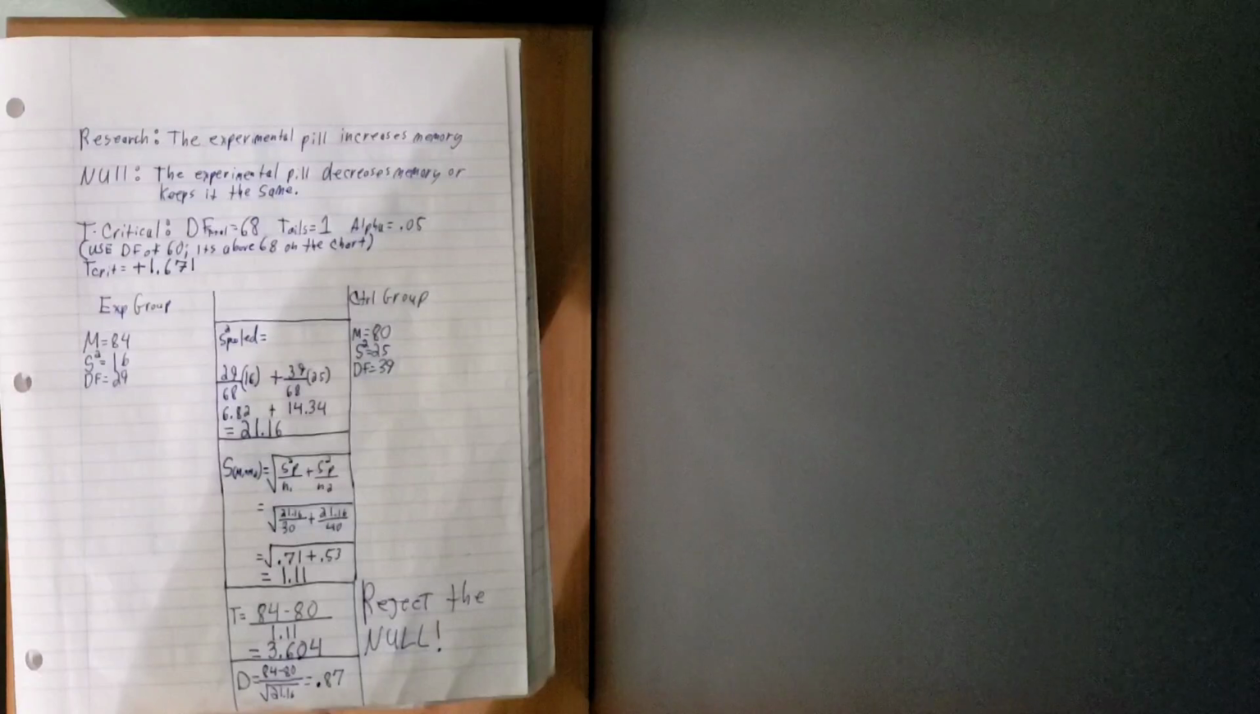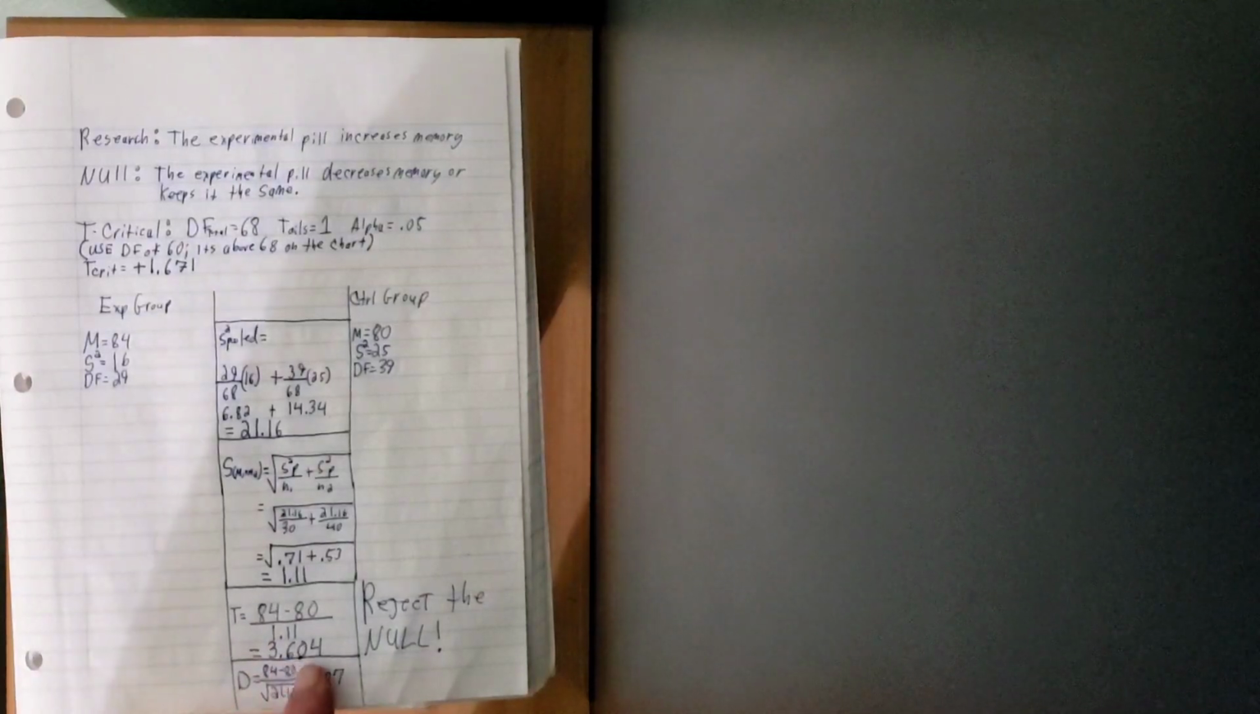All right, so a 0.87 on Cohen's d, we know that's a large effect size. All right, and we see the T obtained is 3.604. The T critical was 1.671. 3.604 is a lot bigger than 1.671, so we will reject the null hypothesis.